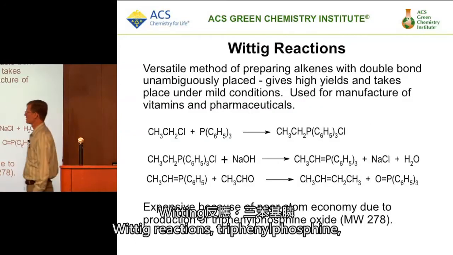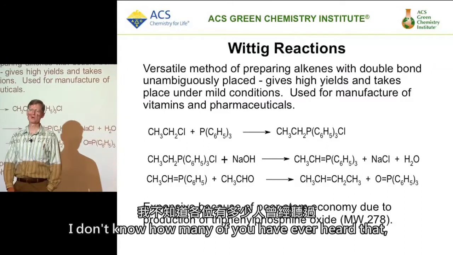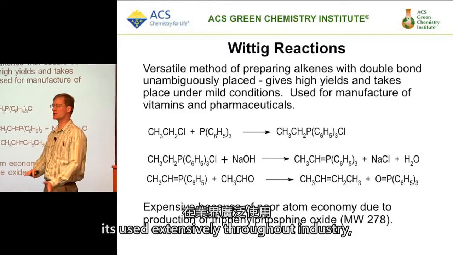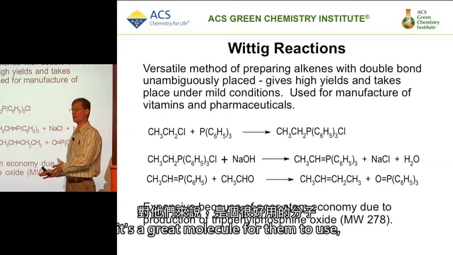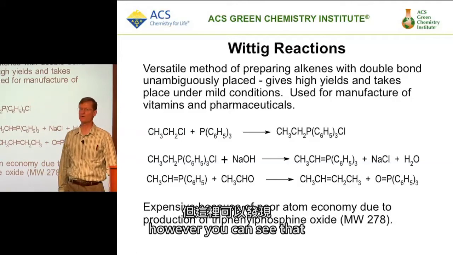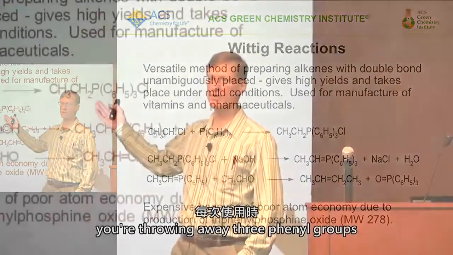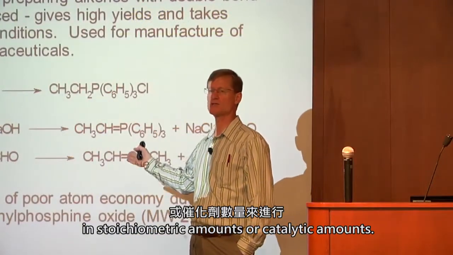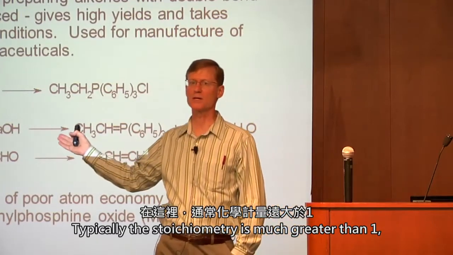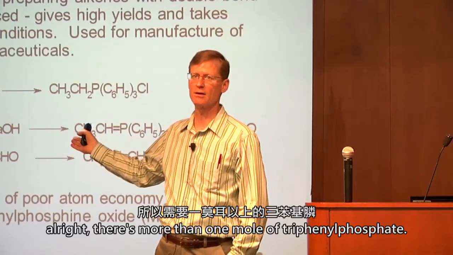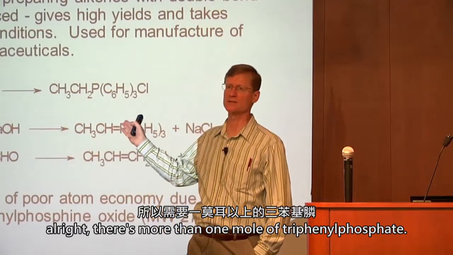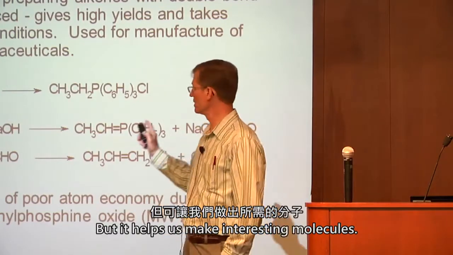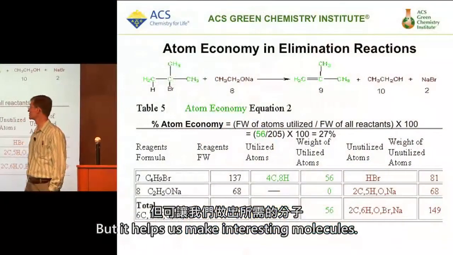Wittig reactions, triphenylphosphine, I don't know how many of you have ever heard that. Three large phenyl groups around a phosphorus molecule. It's used extensively throughout industry. It's a great molecule for them to use. However, you can see that you're throwing away three phenyl groups and a phosphorus every time you use this. And it's not going to be done in stoichiometric amounts or catalytic amounts. Typically, the stoichiometry is much greater than 1. All right, that's more than 1 mole of triphenylphosphine. So this is a tremendously waste-intensive process to use. But it helps us make interesting molecules.